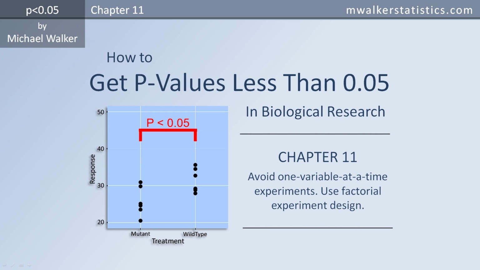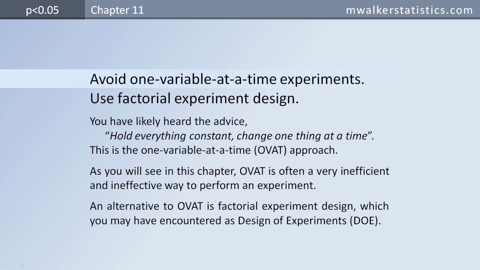Use factorial experiment design. You have likely heard the advice, hold everything constant, change one thing at a time. This is the one variable at a time, OVAT approach. As you will see in this chapter, OVAT is often a very inefficient and ineffective way to perform an experiment. An alternative to OVAT is factorial experiment design, which you may have encountered as design of experiments, DOE.